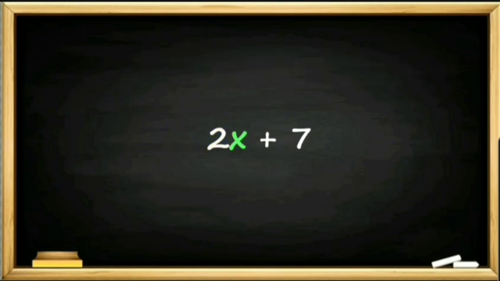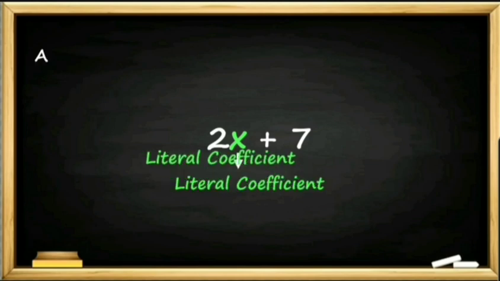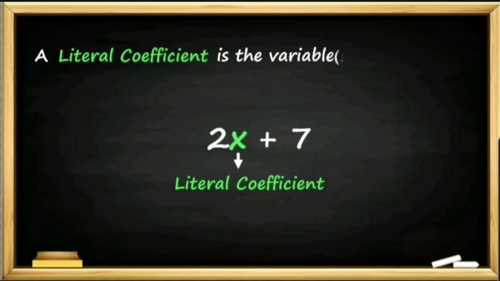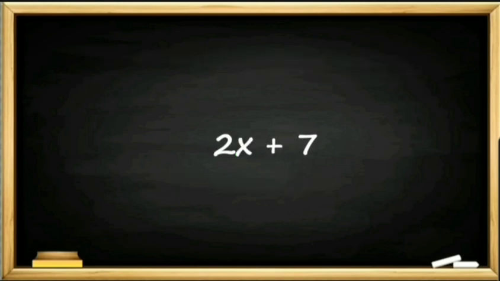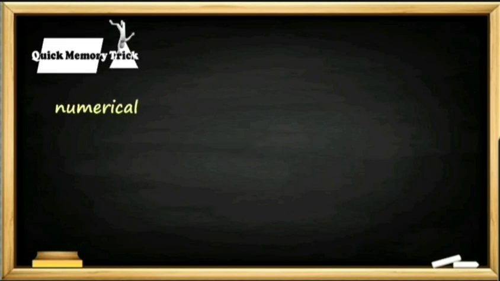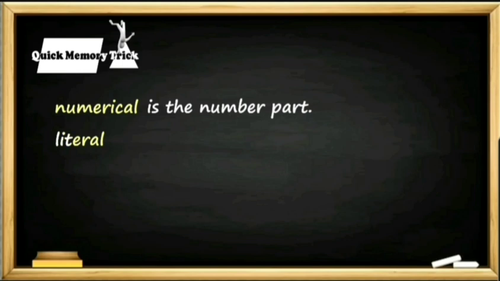And the x here is called the literal coefficient. It's the variable or variables being multiplied by a number. Together, they form the product 2x. Here's an easy way to remember. Numerical starts with num, just like number, so it's the number part. Literal starts with lit, think letter, so it's the variable part.